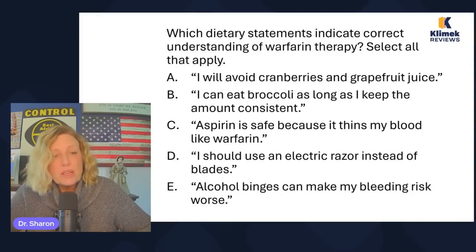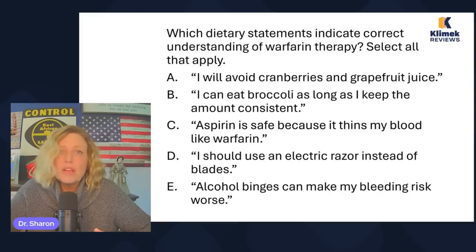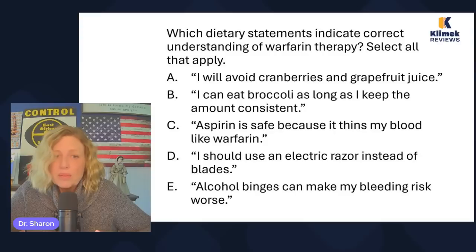Now, aspirin is not dietary, but I'm still going to look at it. Aspirin's safe. That's not true. They usually avoid aspirin unless it's prescribed when taking warfarin. So I'm going to say C is false.